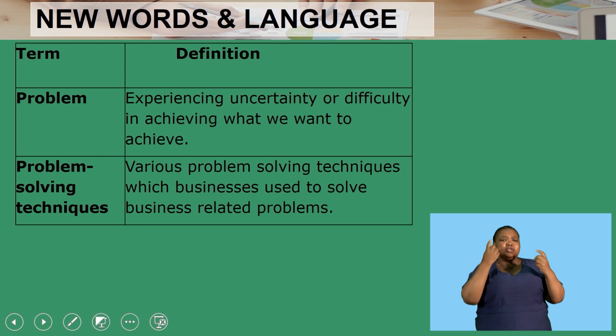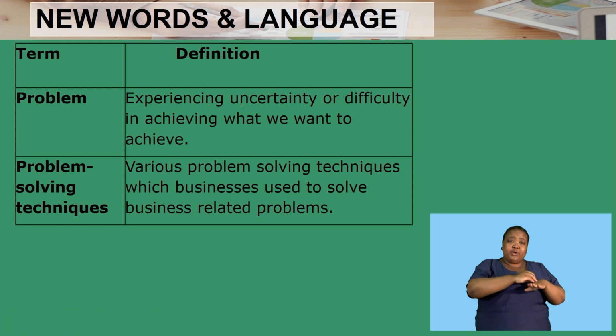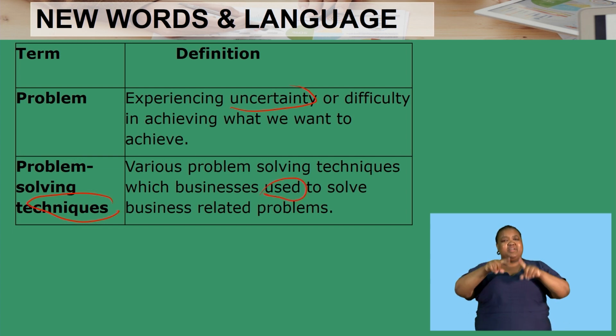Then we've got problem. A problem is experiencing uncertainty or difficulty in achieving what we want to achieve. Whereas with the techniques, it's the various problem solving techniques which businesses use to solve business-related problems. So these are the terms and concepts that we'll be working with or finding in our lesson for today.